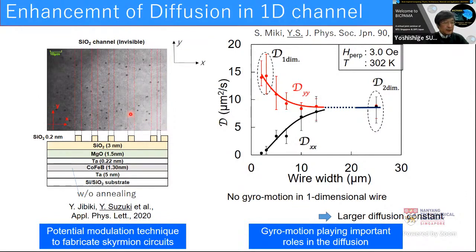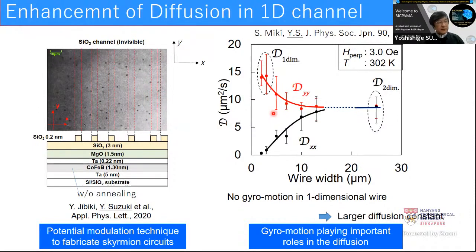Okay, so the right-hand side graph shows the channel width dependence of the diffusion constant. This is a plot for the two-dimensional film. These red dots are the diffusion constant for the diffusion along the channel direction. The diffusion constant along the channel increases in the thinner channels. This property can be understood as a consequence of the gyro motion of the skyrmion.